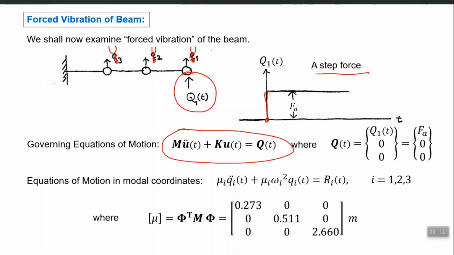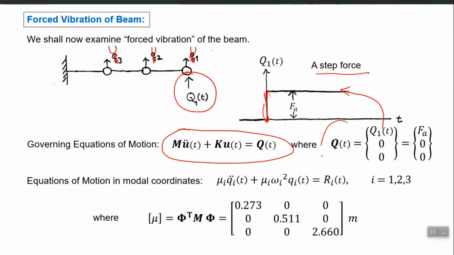So q1 is applied to degree of freedom number 1, but no forces are applied to degrees of freedom 2 and 3. The capital Q vector is therefore q1 of t, 0, 0, right? And q1 of t is a step force: the force was once 0, and within no time it increased to a certain number. Now q1 of t could also have been harmonic, periodic, any other impulse loading, random, or numerically defined. It doesn't matter, since your resulting single degree of freedom equation can handle even the most complex case. In our case it is the impulse loading q1 of t, and the other two loadings are 0.